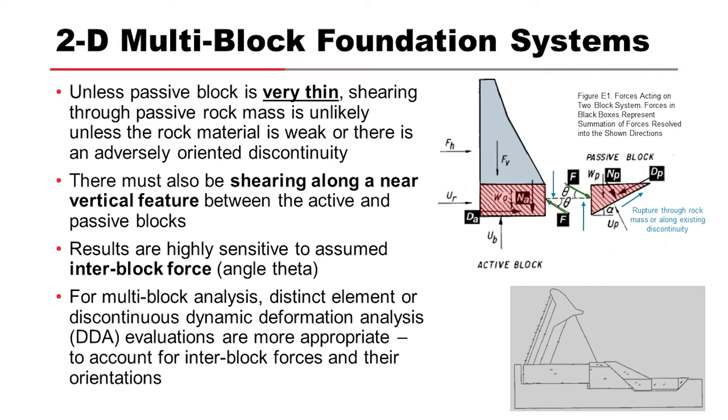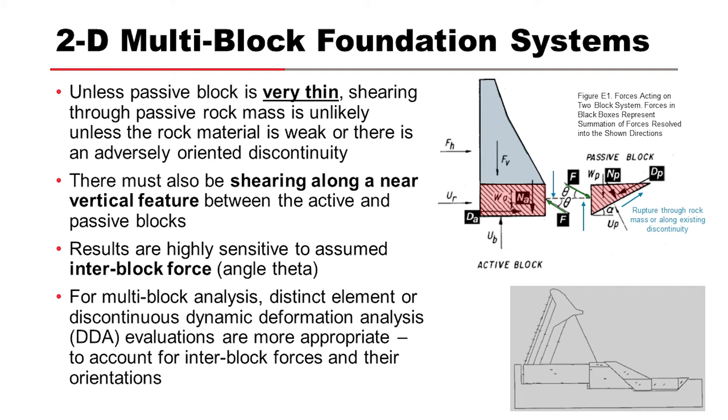The forces involved in a passive system sliding failure: you have the active block uplift, you have the gravity of the structure down. You can see the orientation of the passive block and then where you might have to shear to release it. You have to have a discontinuity to release it. There must be shearing along a near vertical feature between the active and passive block. The results are highly sensitive to assumed interblock forces, the angle theta, and the multi-block analysis. Discrete element or discontinuity dynamic deformation analysis evaluations are more appropriate to account for interlocking forces and their orientations.